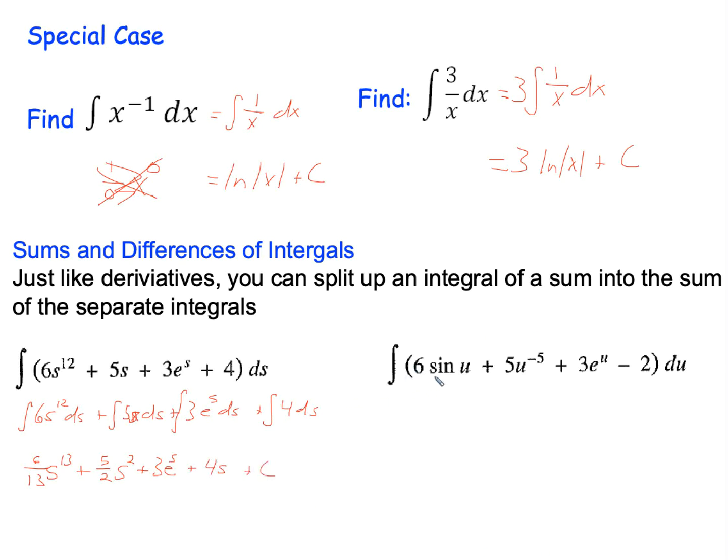Another one, the derivative of what gives us sine? Well, the derivative of cosine gives us negative sine, so this would be negative 6 cosine u, plus this one goes up 1, so that would be u to the negative 4th, and then it would be 5 over negative 4, plus we have this again, 3e to the u, minus, this is a constant, so it would be minus 2u plus c, and there is our answer for that one.